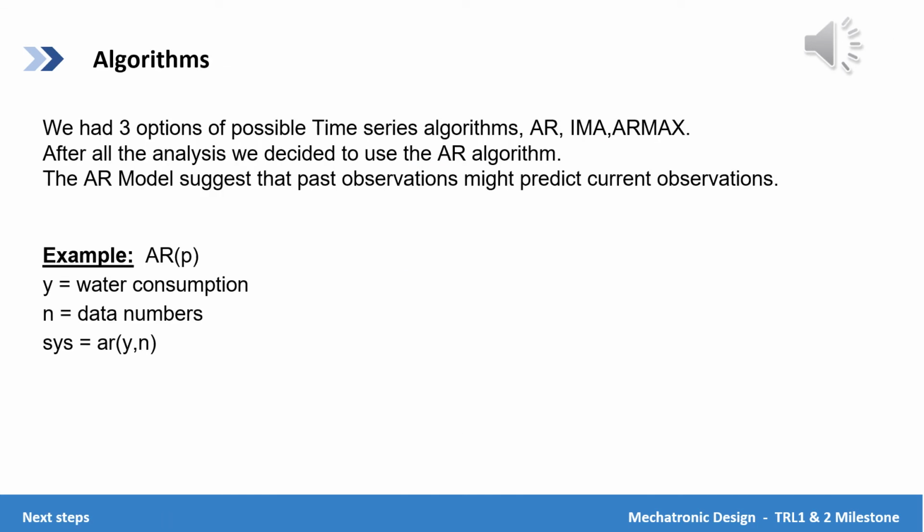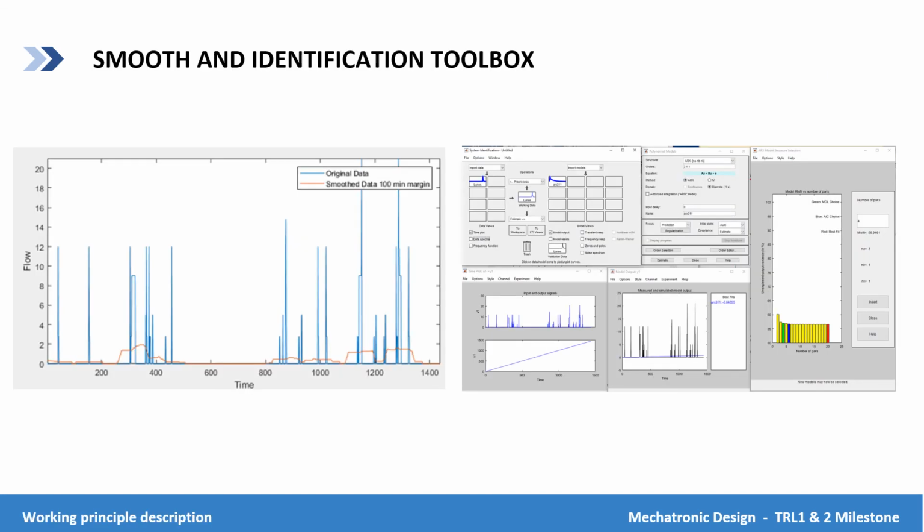We had 3 options of possible time series algorithms: the AR, the IMA, and the ARMAX. After all the analysis, we decided to use the AR algorithm, because it suggests that the model of a past observation might predict current observations. Outlier detection, meanwhile, identifies data points that are significantly different from the rest of the data. The result obtained is presented below.